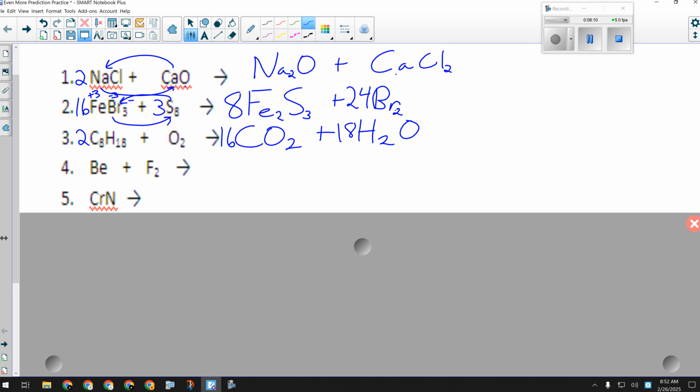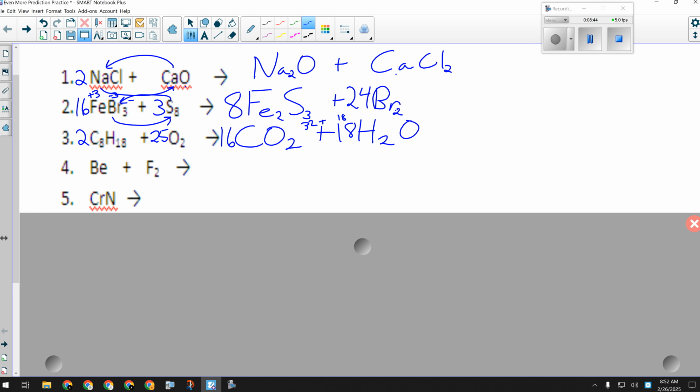All right, and then I've got to do my oxygens. I can't start here because I don't know how many there are here, but I do know how many there are on the product side. I know that there are 18 of them here, and I know there are 16 times 2, so 32 of them here. 32 plus 18 is 50. So what needs to go in front of O2? 25. It's possible you could get combustion reactions with big numbers.